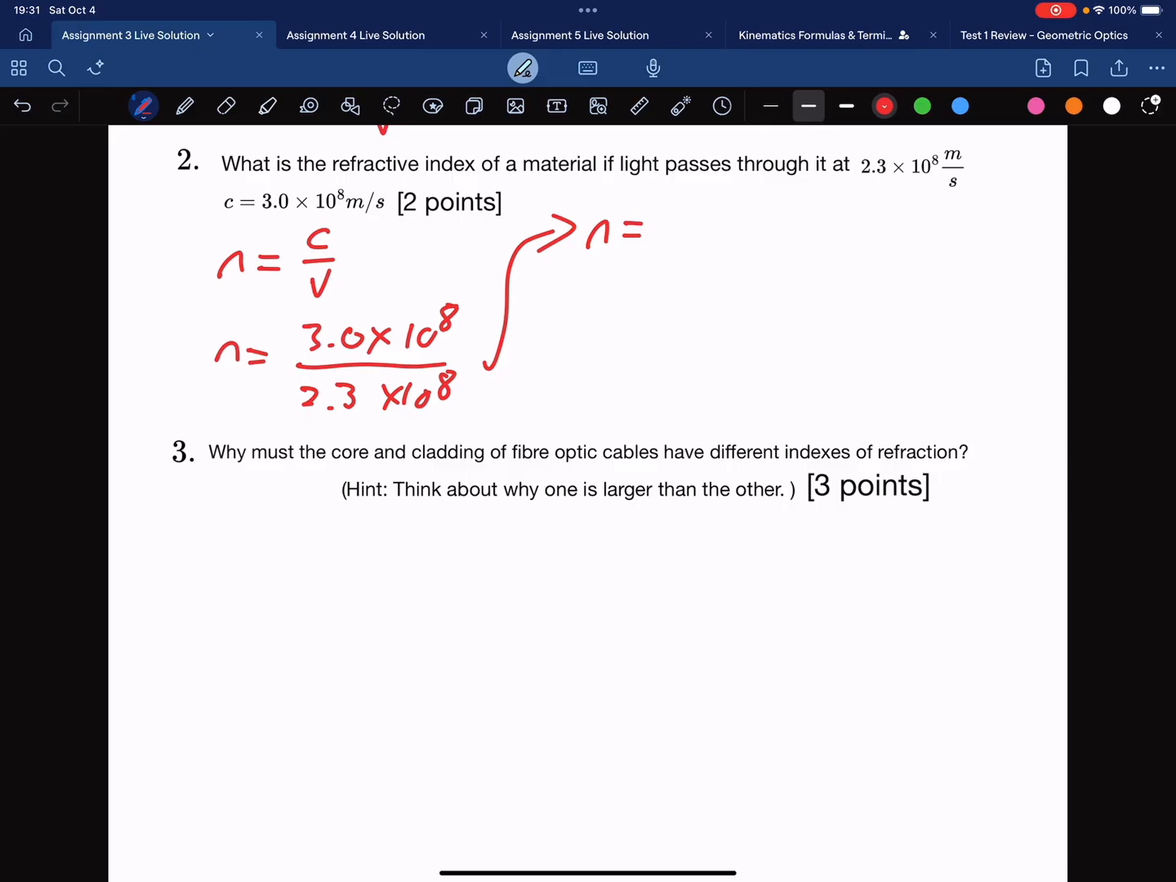Now, if you go ahead and plug this into your calculators, you should get about 1.3. The 10 to the 8 on top and bottom actually just cancel out. So really you're just taking 3 and dividing it by 2.3. And you should get about 1.3 as your refractive index here.